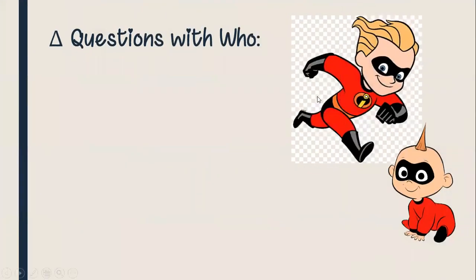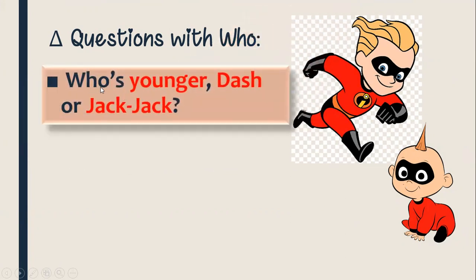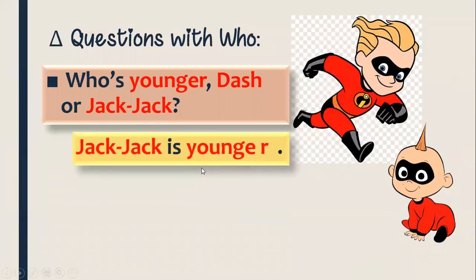Another example. Look here, the Incredible brothers. Here we have Dash and Jack. So look here, in this case, the question says, who's younger? Who's younger? Dash or Jack? Younger, let's see. But you must remember what younger means. So in this case, the answer is Jack is younger. Jack is younger because he is a little baby.